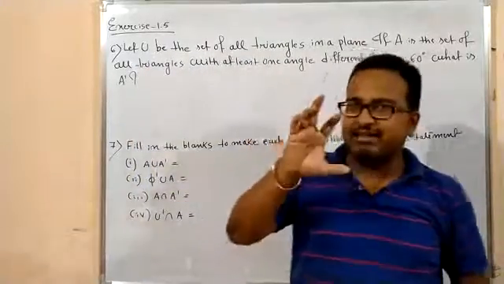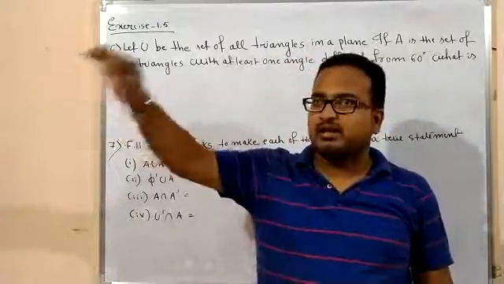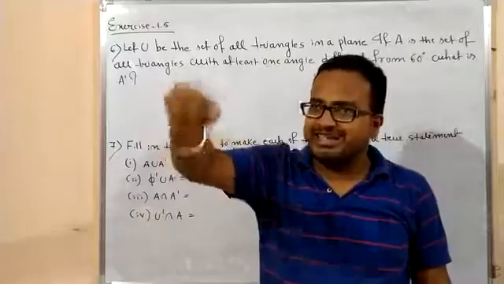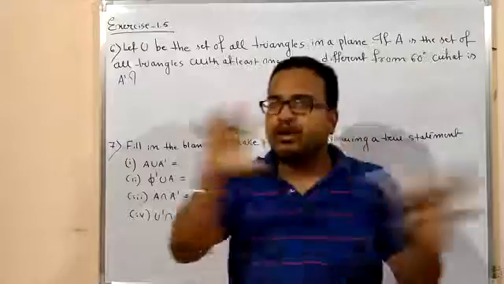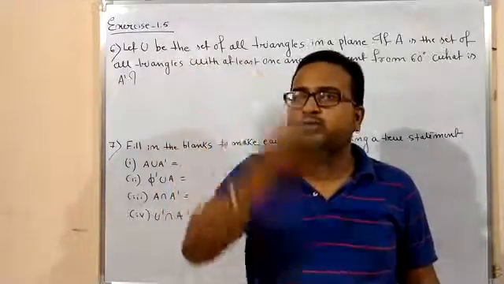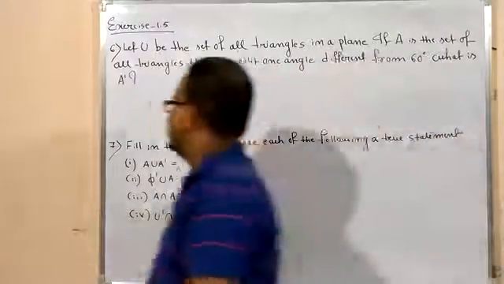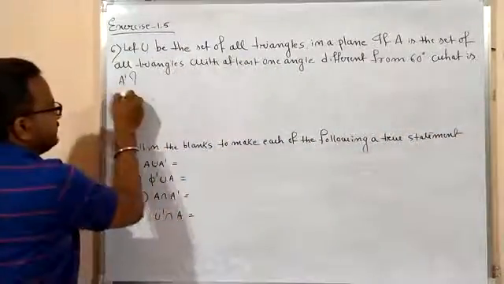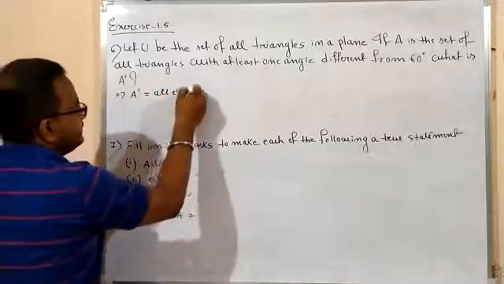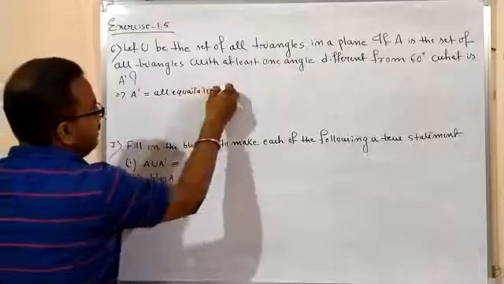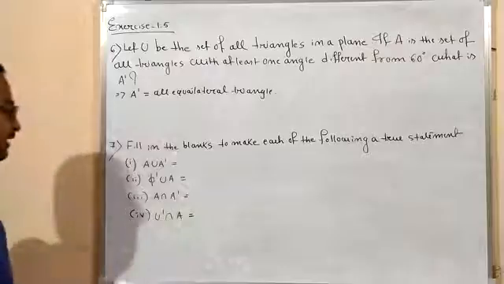Because set A contains all the triangles where each triangle has at least one angle different from 60 degree. That means no triangle of the set A is an equilateral triangle. So the complement of the set will be the collection of all equilateral triangles. So your A complement is all equilateral triangles. Right? Now come to this one.